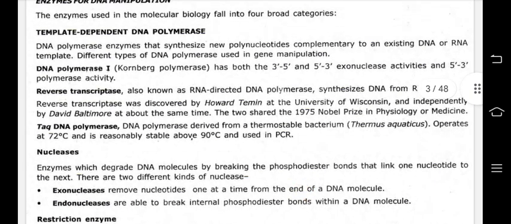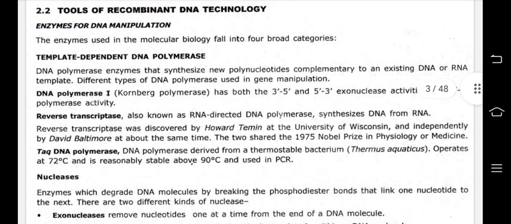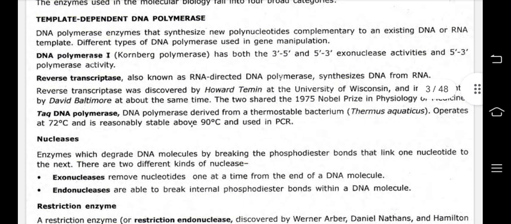So, template-dependent DNA polymerase, enzymes in DNA manipulation: DNA polymerase 1, reverse transcriptase, Taq DNA polymerase. And nucleases are needed, enzymes which degrade DNA molecules by breaking the phosphodiester bonds that link one nucleotide to the next. There are two different kinds of nuclease. Exonucleases remove nucleotides one at a time from the end of a DNA molecule. Endonucleases are able to break internal phosphodiester bonds within a DNA molecule.